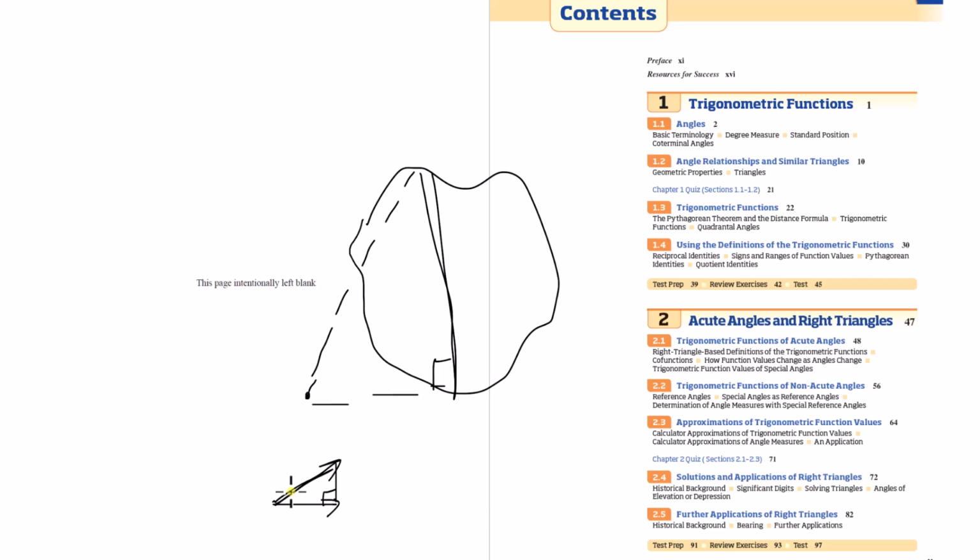If you have a trig function, that trig function is based on the definition of trig functions. It's rooted in right triangles. You can't have a trig function without a right triangle.